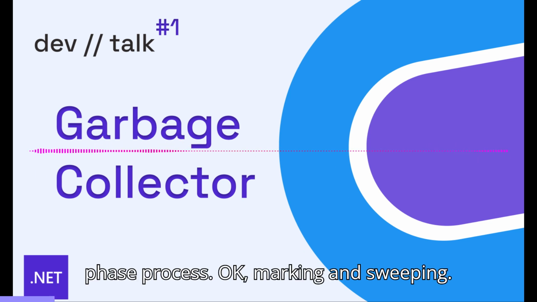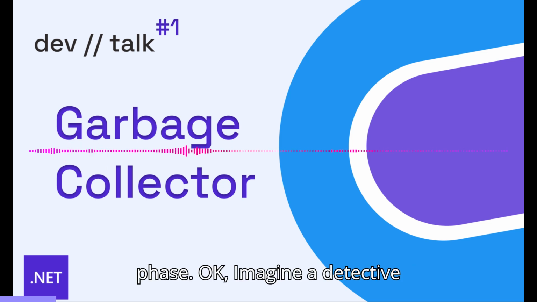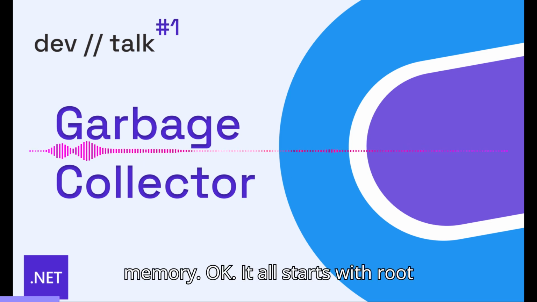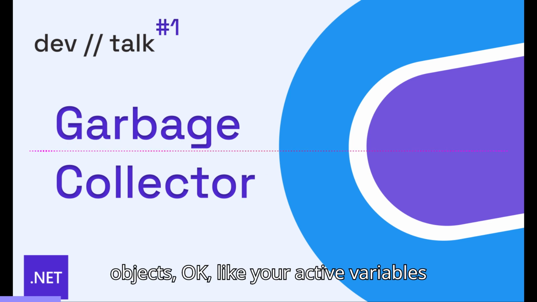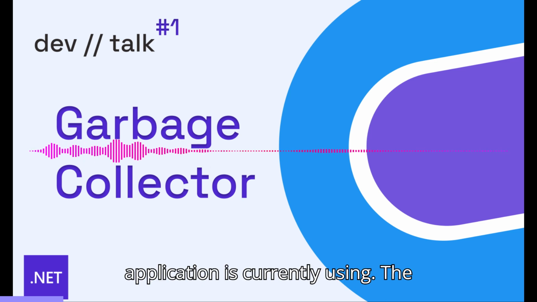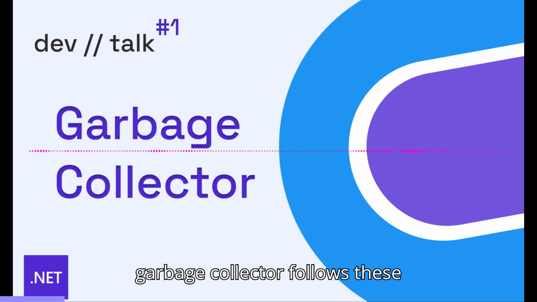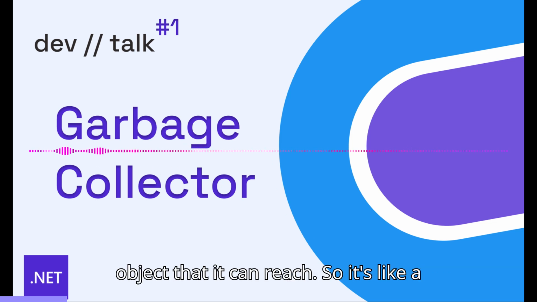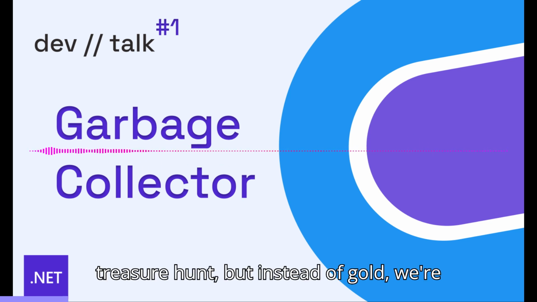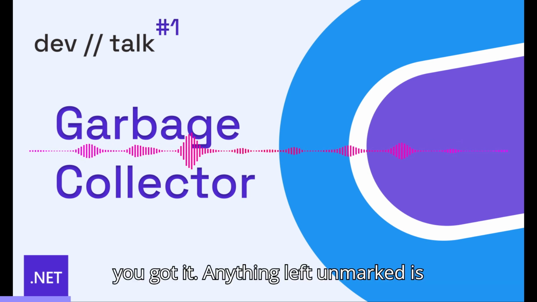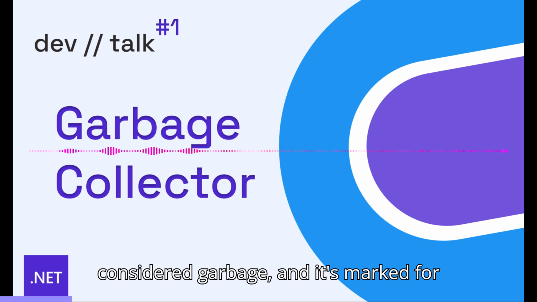Marking and sweeping. Let's start with the marking phase. Imagine a detective tracing connections, but instead of footprints, it's references in memory. It all starts with root objects, like your active variables or static fields. Anything the application is currently using. The garbage collector follows these references from the roots, marking every object that it can reach. So it's like a treasure hunt, but instead of gold, we're finding the valuable objects. You got it. Anything left unmarked is considered garbage, and it's marked for deletion.